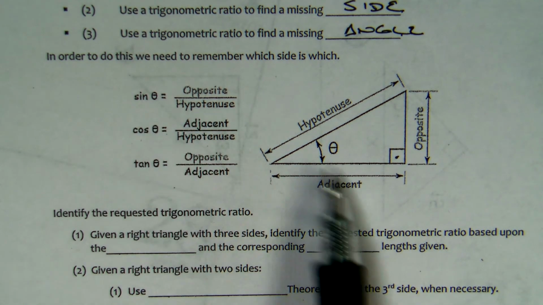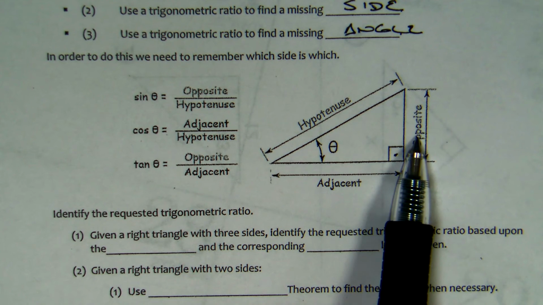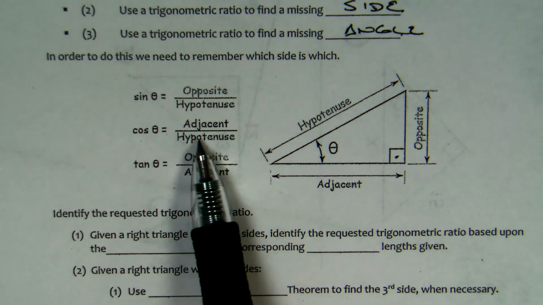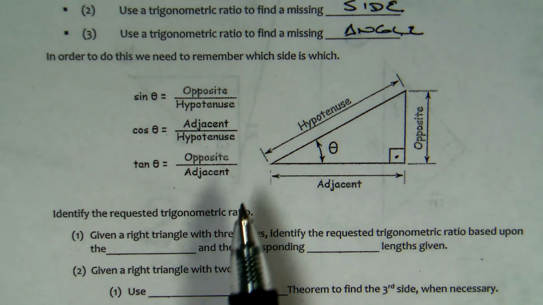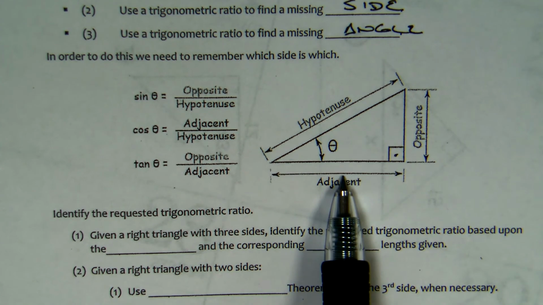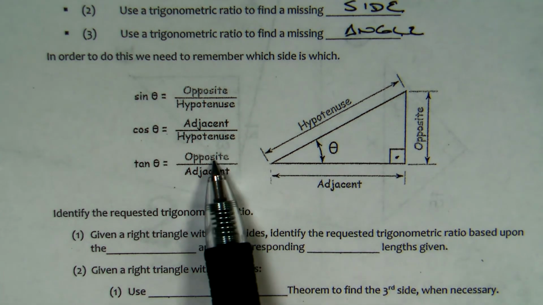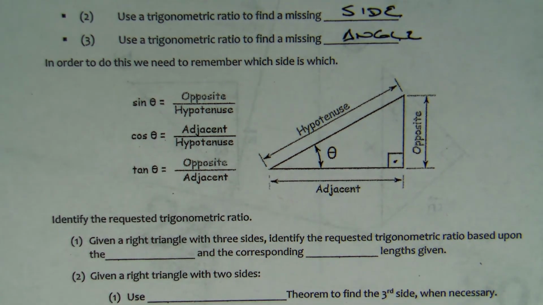Sine is opposite over hypotenuse. So the sine of that angle would be the opposite over the hypotenuse. Cosine would be the adjacent over the hypotenuse. Tangent would be the opposite over the adjacent. Out of the three, tangent is the one that could be bigger than one. Sine and cosine are always going to be greater than or equal to 0 and less than or equal to 1.